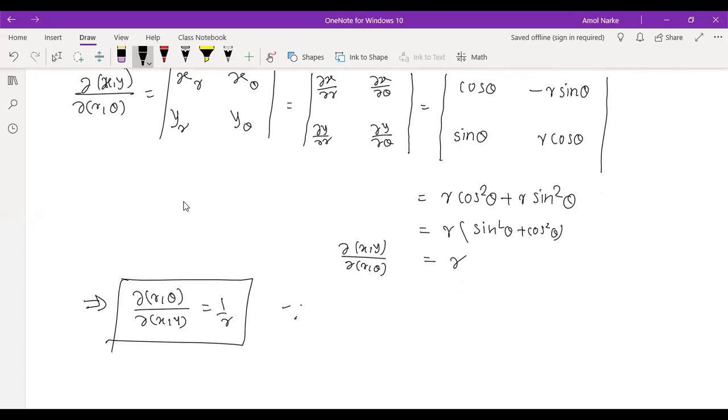Since J into J dash is always 1, therefore I am getting 1 upon r. You can write down this notation, then you are done. Anyone any doubts? Please write this down and clear your doubts. If you are done with that, tell me. We will give you the next example.